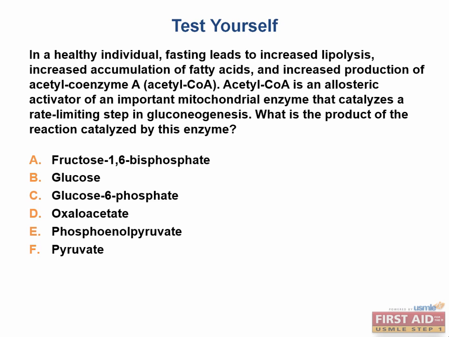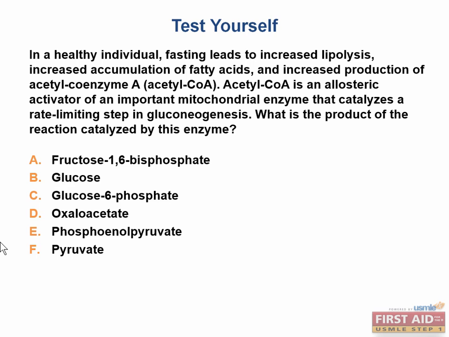In a healthy individual, fasting leads to increased lipolysis, increased accumulation of fatty acids, and increased production of acetyl-CoA. Acetyl-CoA is an allosteric activator of an important mitochondrial enzyme that catalyzes a rate-limiting step in gluconeogenesis. What is the product of this reaction catalyzed by the enzyme? Is it A, fructose 1,6-bisphosphate, B, glucose, C, glucose 6-phosphate, D, oxaloacetate, E, PEP, or F, pyruvate? I'll give you a second to think about it.